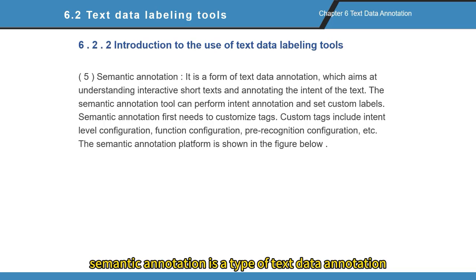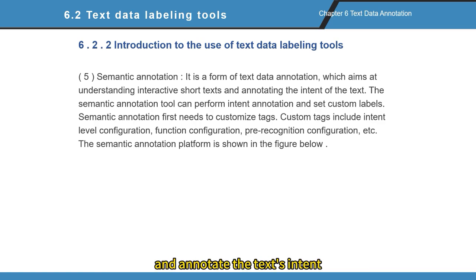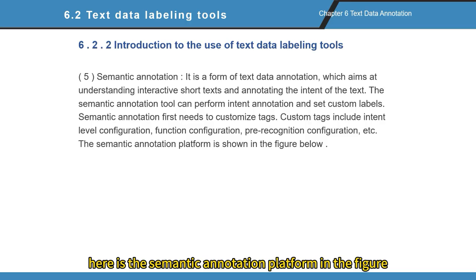Semantic annotation is a type of text data annotation. Its goal is to understand interactive short texts and annotate the text's intent. The semantic annotation tool can perform intent annotation and set custom labels. To start with, custom tags need to be made, which include intent level configuration, function configuration, pre-recognition configuration, etc. Here is the semantic annotation platform in the figure.